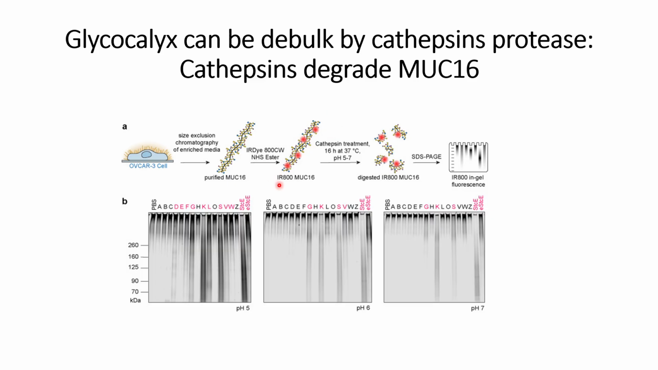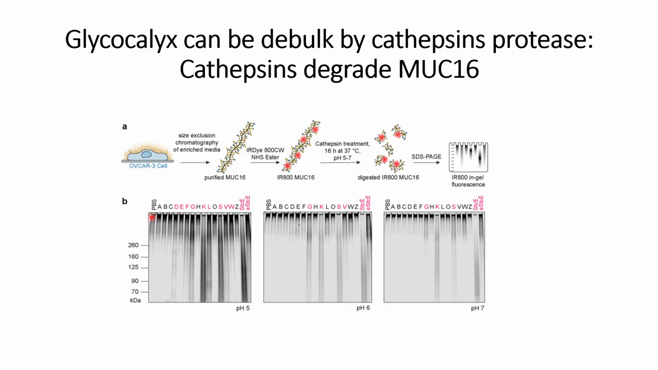Thereafter, once they had the IR800-labeled MUC16, they used different cathepsins for 16 hours at 37 degrees, and they varied the pH. Basically they used three different pH values, and once the digestion was done, they ran SDS-PAGE, used Western blot, and measured the protease activity using in-gel fluorescence. So this is their experimental plan.